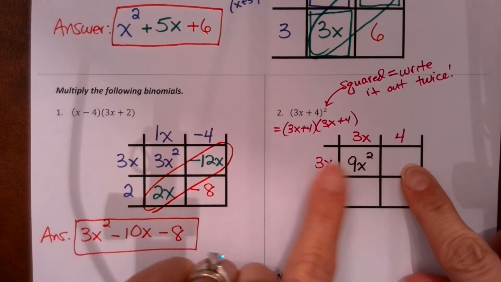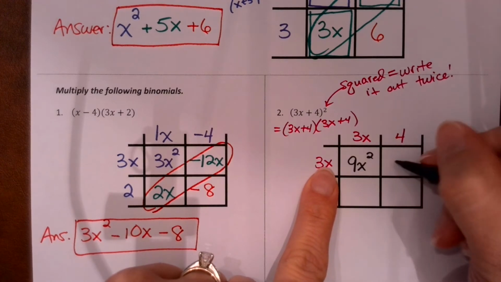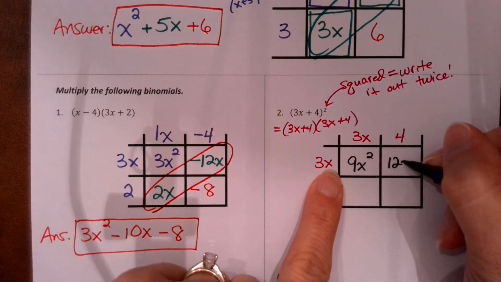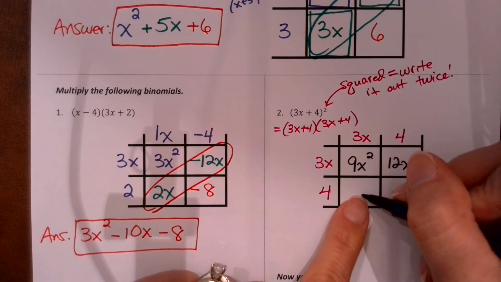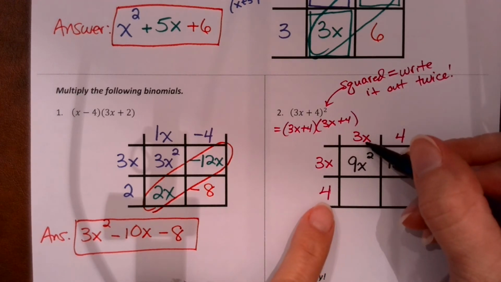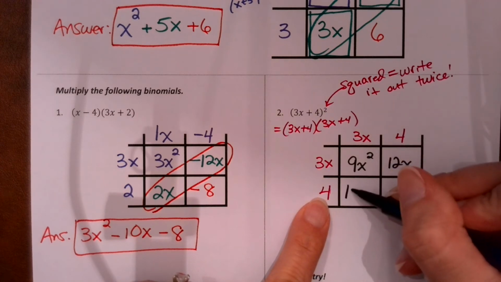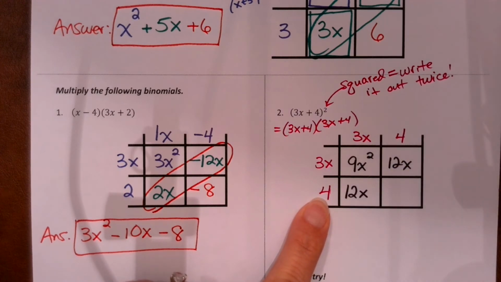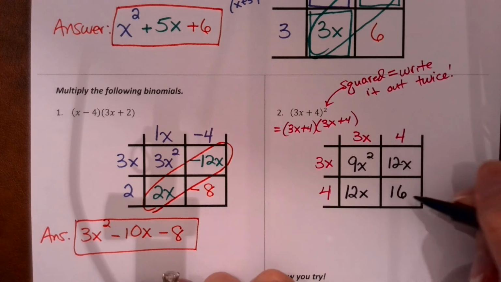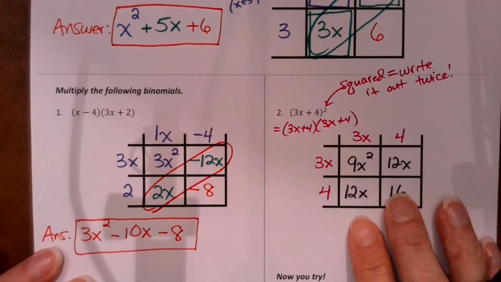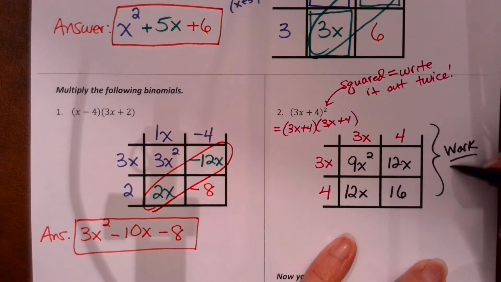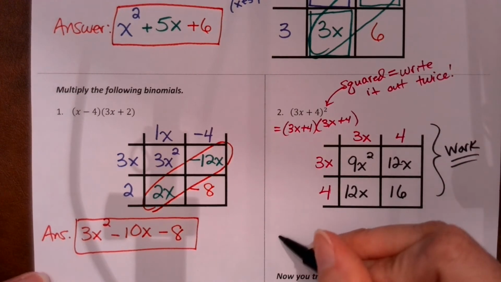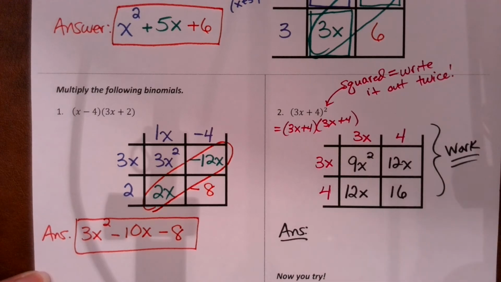Okay, let's find the second box. 3 times 4 is 12, and then we have an x. How about down here? 3x times 4 is 12x. And finally, 4 times 4 is 16. Okay, that's nice. This right here is beautiful work. That's all the work that I want to see. But let's not forget to state the official answer.